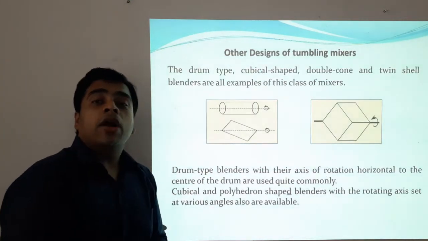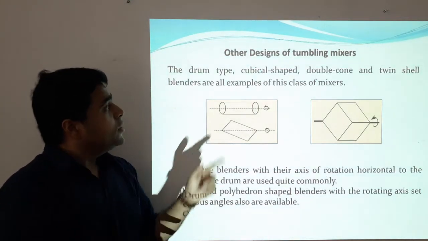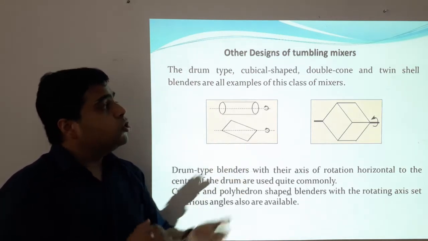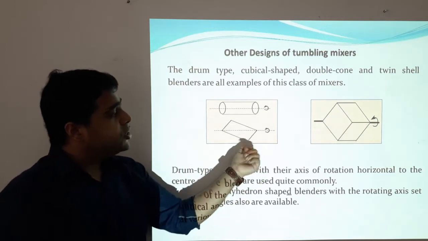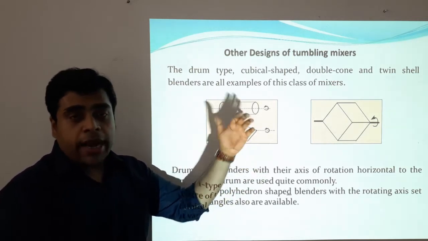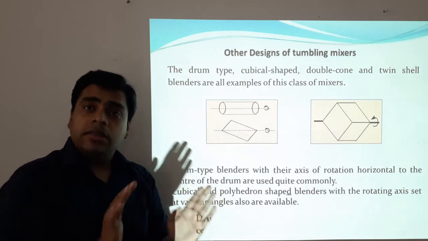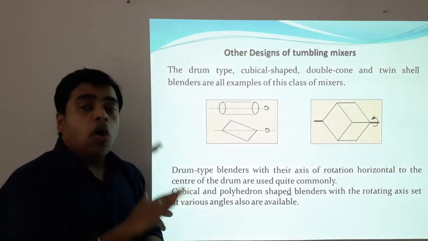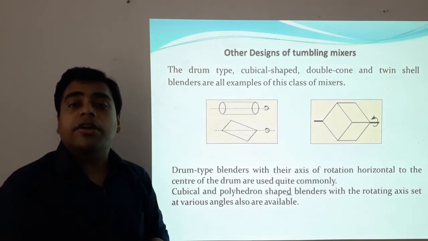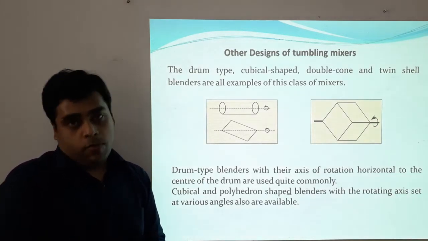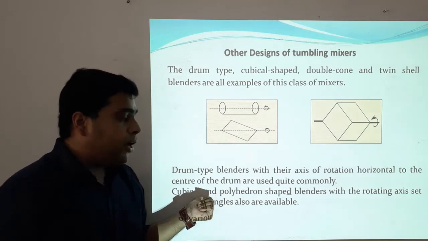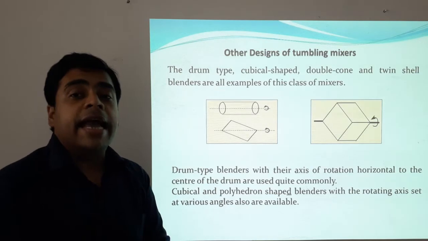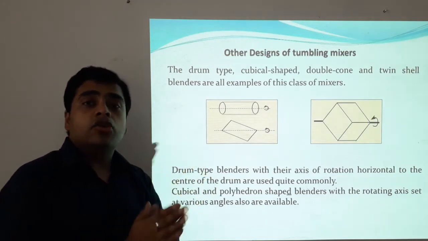Some other designs of tumbling mixer. So this can be cuboid or cubical shaped, double cone shaped, as well as twin shell, as well as this particular drum shape also. And all the principles of rotation are tumbling. Drum type blenders with their axis of rotation horizontal to the center of the drum are used quite commonly. Cubical and polyhedron shaped blenders with rotating axis set at various angles are also quite available.